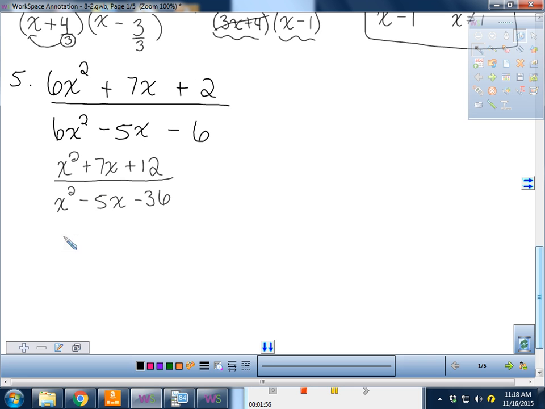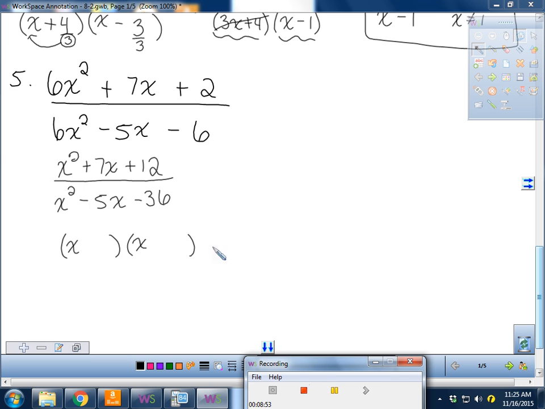So now I'll factor the top. I'm going to have x and x. And I have the plus in back, which means 2 of what's in front. So I have a plus and a plus. And 2 things that multiply to make 12 and add to make 7, that would be 4 and 3. But I cannot forget that in the beginning I multiplied by 6. So I will divide by 6.